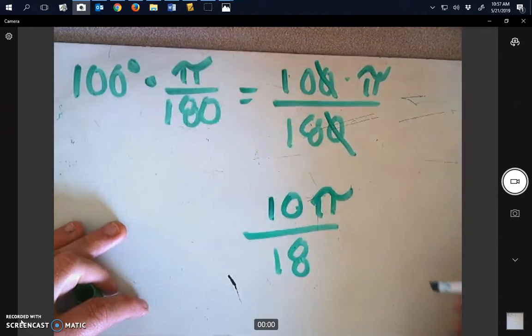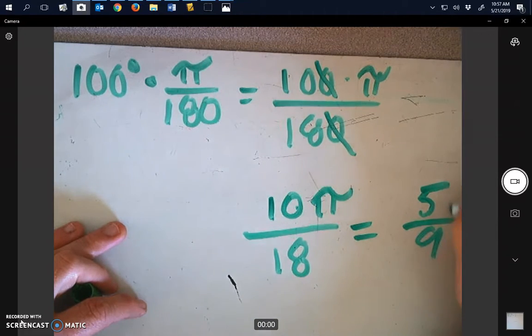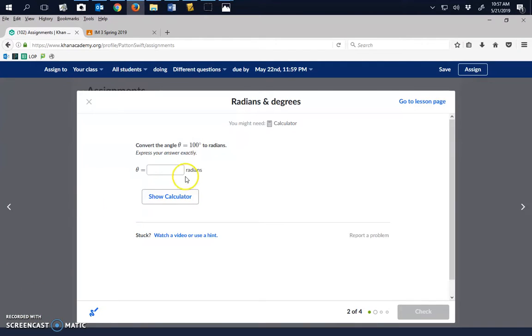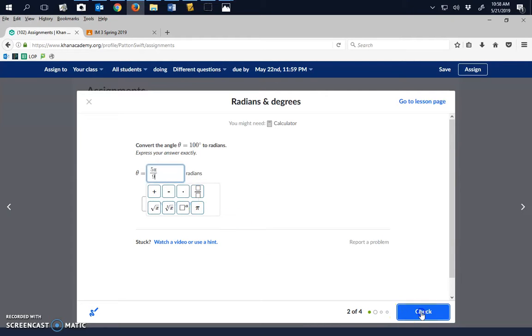And both of these are even, so we can divide both of them by 2. So we get 5 over 9, and our pi is still there. So 5 times pi over 9. And you can see your pi button is right down here, so hit that. And then we're going to hit divide by 9. And our answer is right.